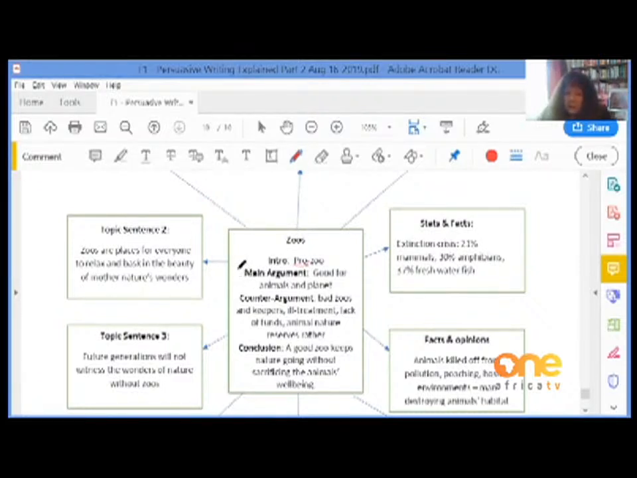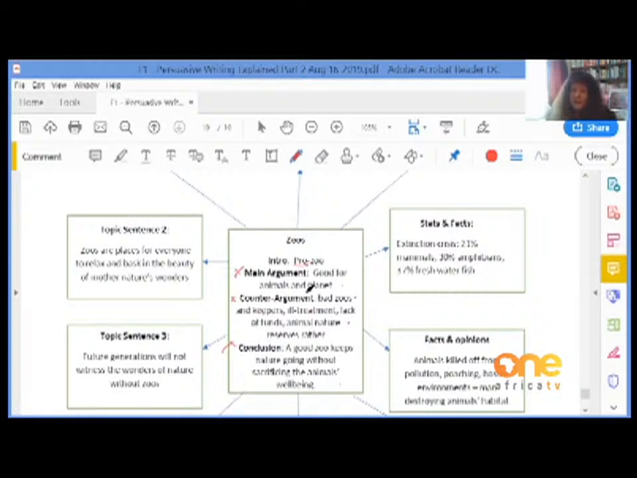What's the main argument you're going to have? Is it good for animals and good for the planet? And what would my counter argument be? You need to think of that. Bad zoos and keepers, ill treatment, lack of funds, animal nature reserves rather. That will be your counter argument paragraph. And what's your conclusion? A good zoo keeps nature going without sacrificing the animal's well-being. Something like that. So that's basically a little outline of what your letter about zoos was going to be.